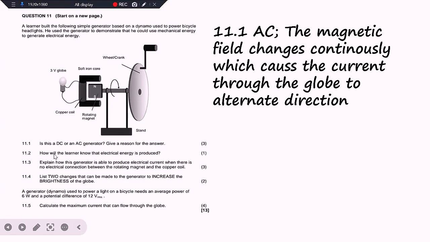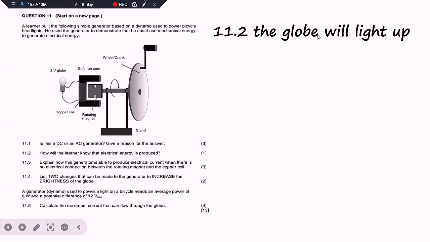Then 11.2 says, how will the learner know that the electrical energy is produced? Now it's obvious, the globe will light up. So when the globe lights up, then he knows that electrical energy is being produced there, right?